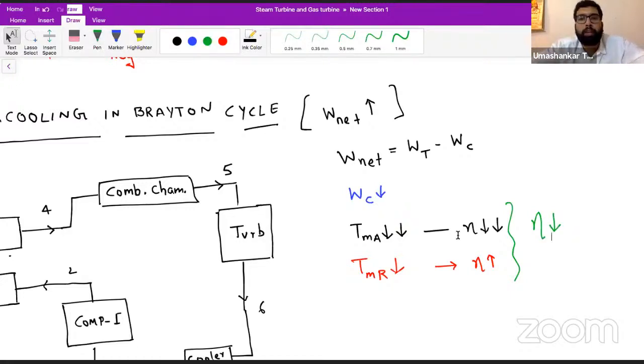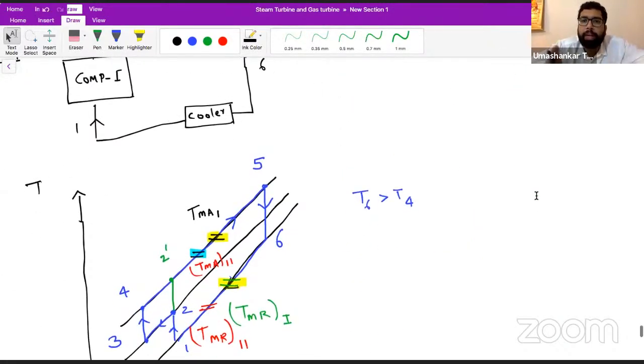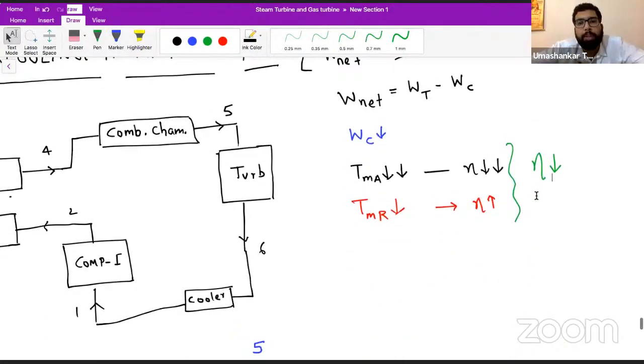So what are the effects of intercooling? We have seen that by intercooling the compressor work reduces, so net work increases. By intercooling, the mean temperature of heat addition reduces. By intercooling, the mean temperature of heat rejection also decreases. But overall the efficiency decreases.